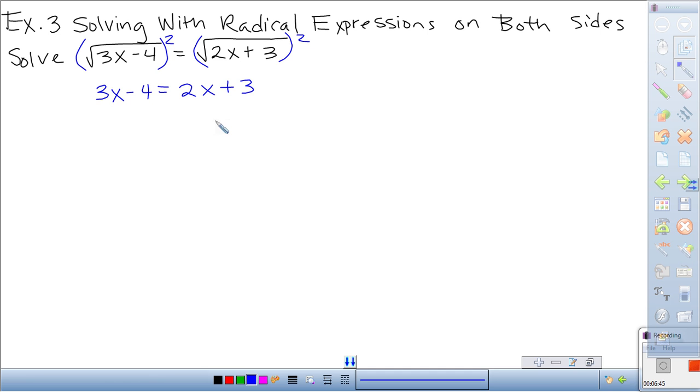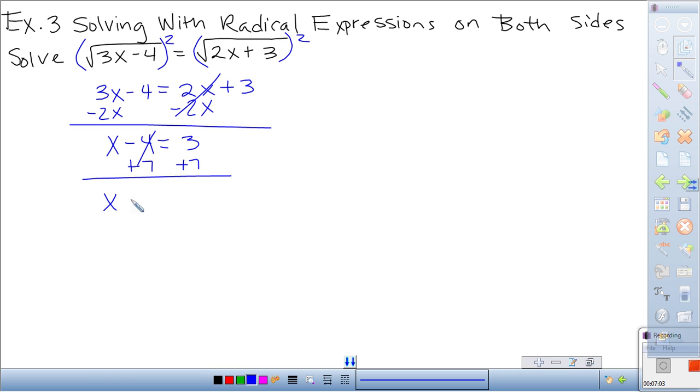Now it becomes a real simple algebra problem. I need all my variables on the same side. So I'm going to subtract 2x from both sides to get all my x's together. 3x minus 2x is x minus 4 equals 3. Then to get x alone, add 4 to both sides. So I have x equals 7. And you can check these as well if you just plug your solution into your equation.